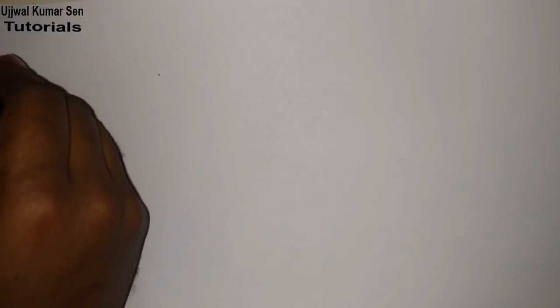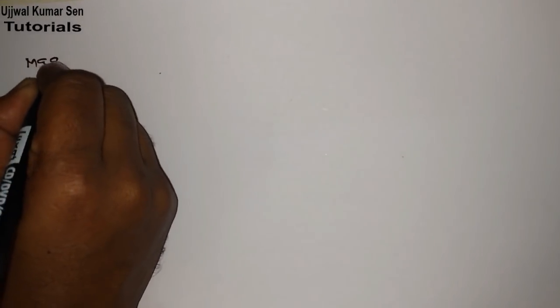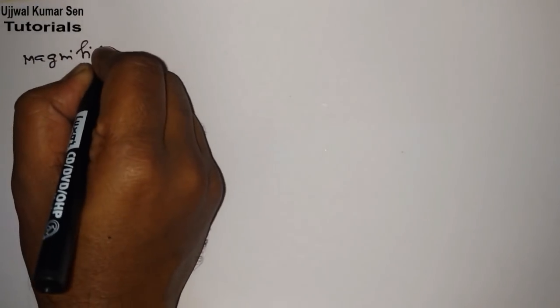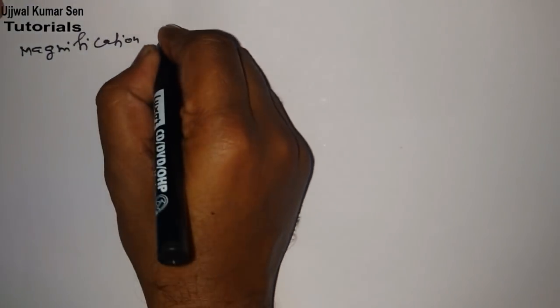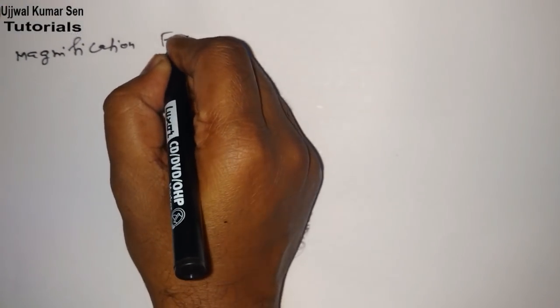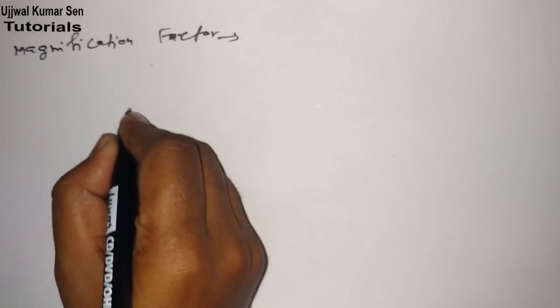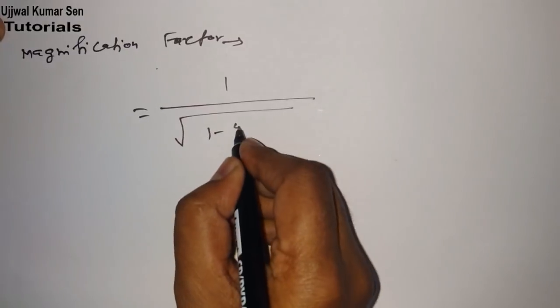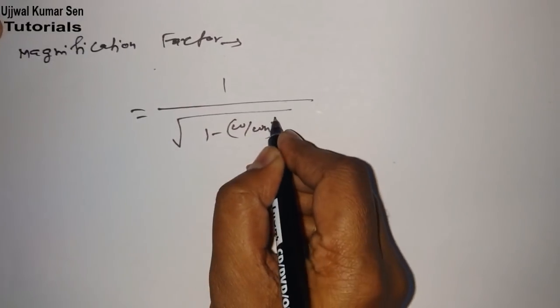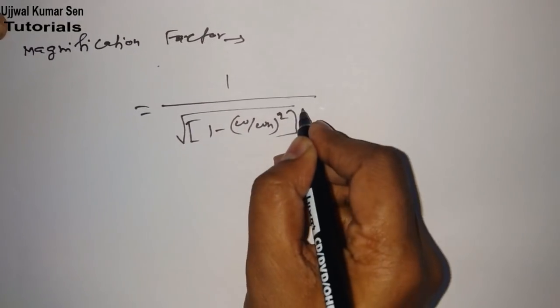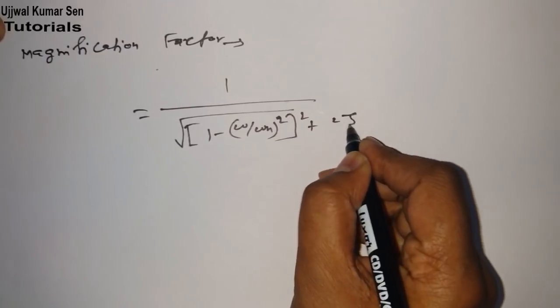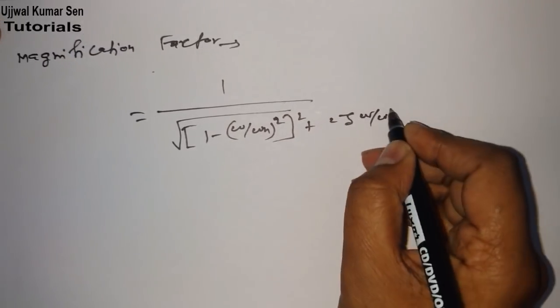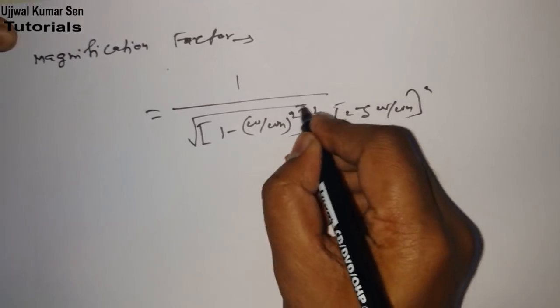One is magnification factor, because there is a relation between these two formulas. Magnification factor is equal to 1 by root under (1 minus (omega by omega n) whole square) whole square, plus (2 zeta omega by omega n) square.